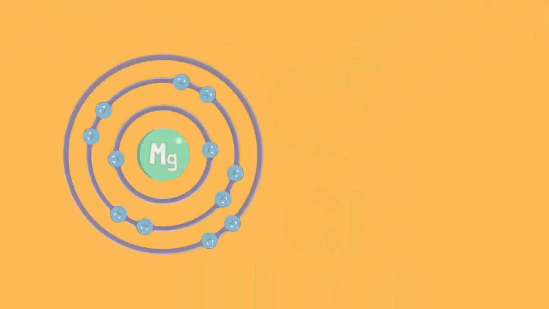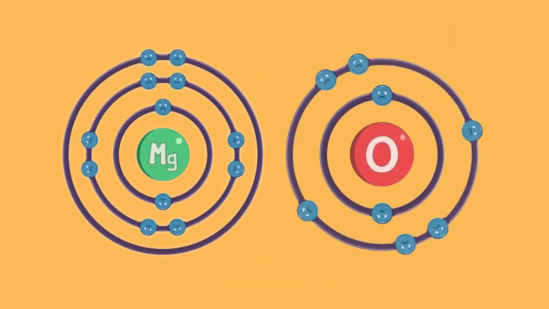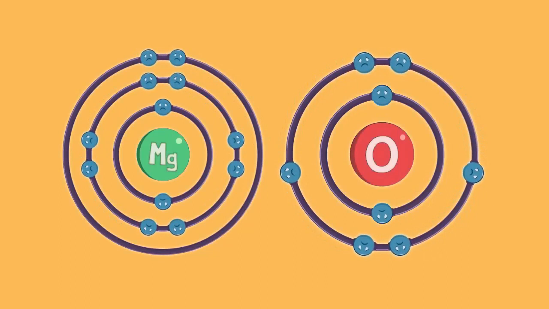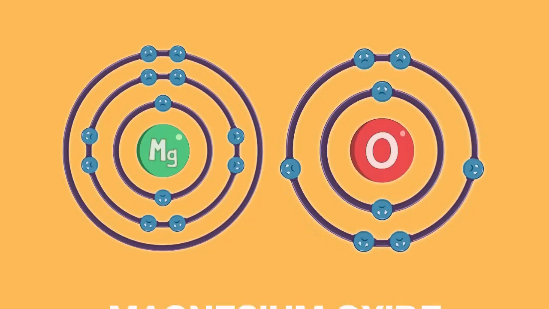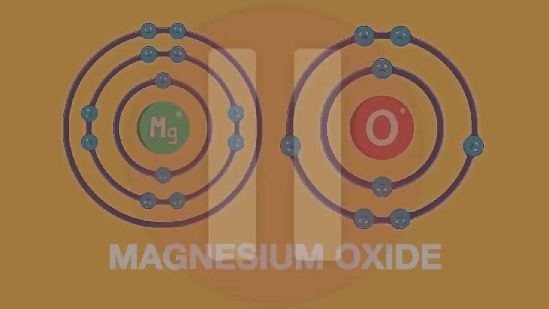The same thing happens with magnesium and oxygen. Why don't you grab a piece of paper and a pencil and draw the resulting ionic compound magnesium oxide? Please pause the video and resume when you are done.